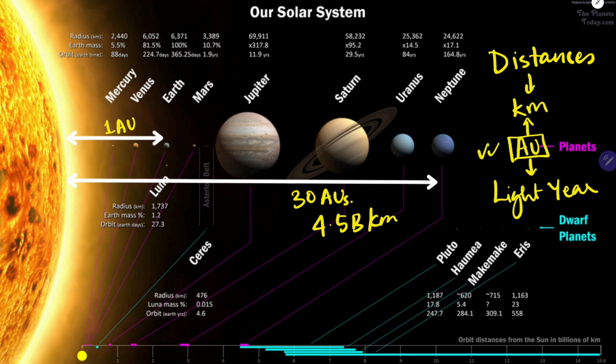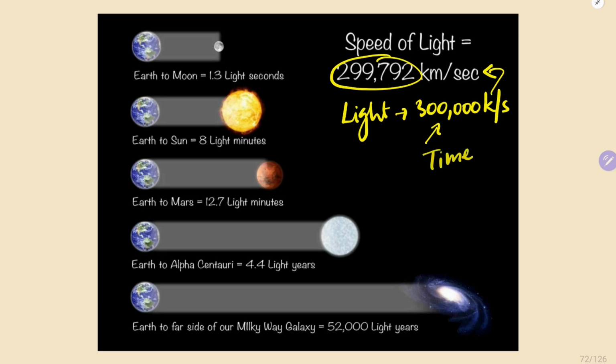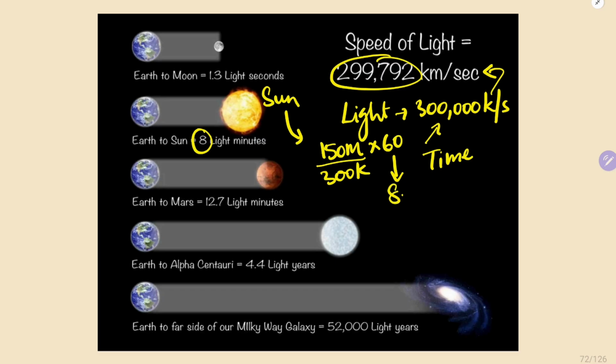Now that we have seen what an astronomical unit is, let's see what a light year is. Light in vacuum travels at approximately 300,000 kilometers per second. This is the fastest possible speed in the universe. Even though light is extremely fast, it still takes time to travel vast distances. The sun's light takes about 8 minutes to reach the Earth. We know that the sun is 150 million kilometers away from the Earth. If you divide this by 300,000, that is the speed of light, and divide by 60, because 60 seconds makes a minute, we will get 8.33 minutes.